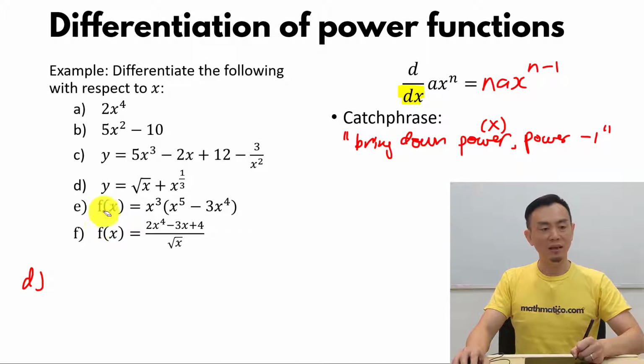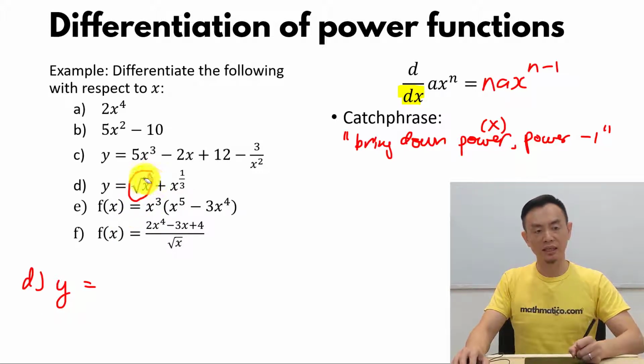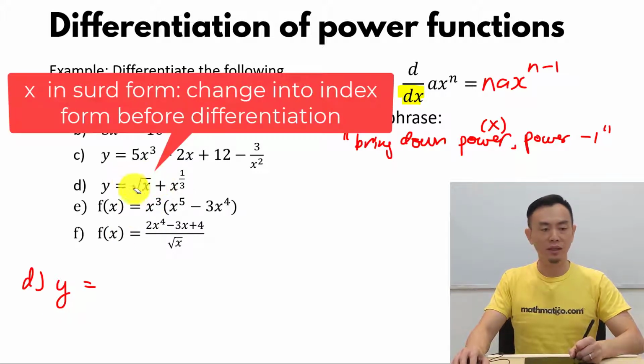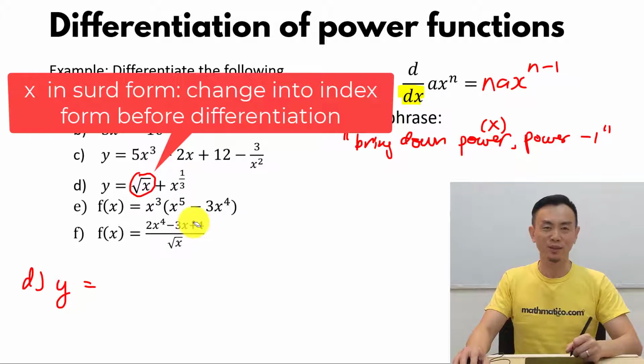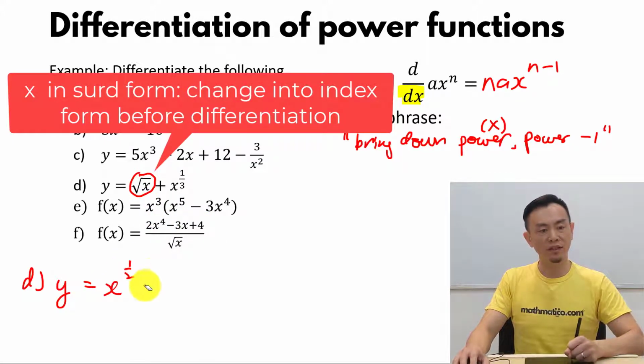Part D. Now again, we have y here. So after differentiation, it's going to be dy dx. But before that, we have to change this. Can you see this square root of x here? It's in surd form. Again, you can't see the power, so it's awkward. It's difficult to differentiate. We will have to change it to x to the power of half before we differentiate, okay? Plus x to the power of 1/3.